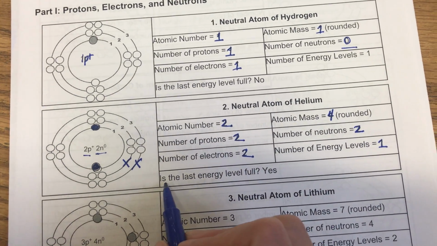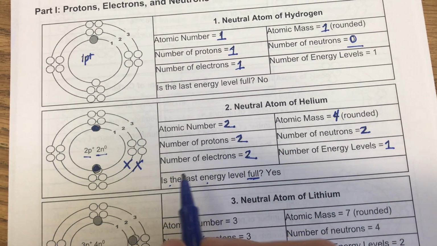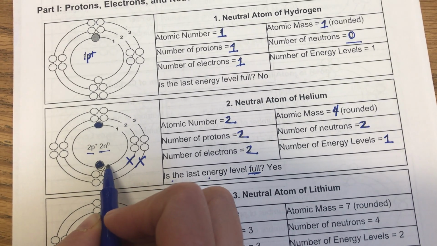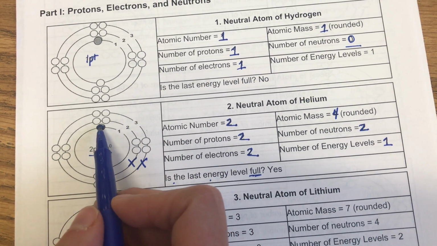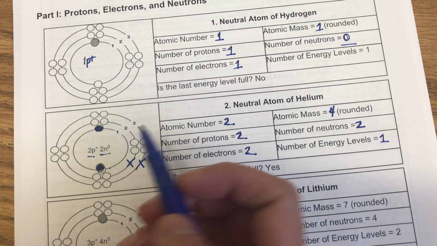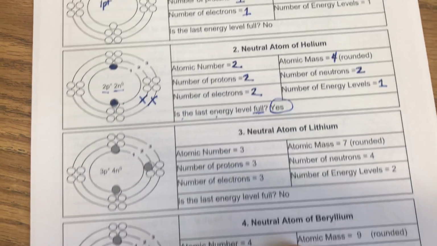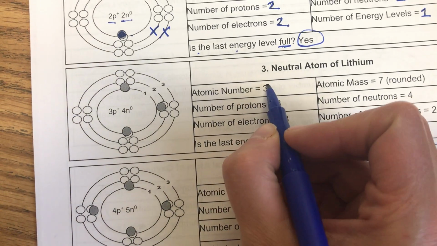The next question says, is the last energy level full? That's referring to the last energy level that you used. You would have to look, is my last energy level that I used, is it full? And you would say yes, because the first energy level can only hold 2. So it is full. Let's take a look at lithium, atomic number 3.